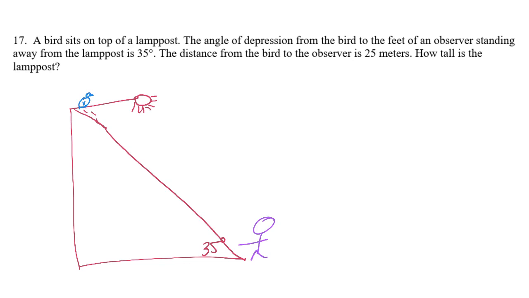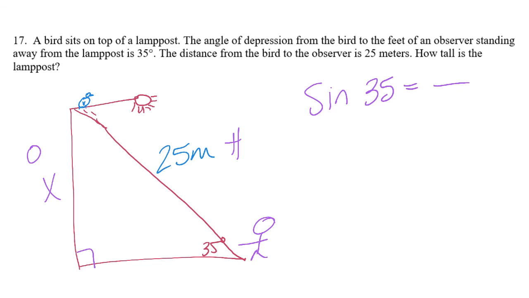The distance from the bird to the observer is 25 meters. Now, this one's a little tricky sometimes. From the bird to the person, that's going to be the diagonal line. So it's going to be this 25 meters. How tall is the lamppost? So it's asking us for this height X over here. So we have opposite, we have adjacent, so we're going to use sine. Sine of 35 equals opposite, which is X, over hypotenuse, which is 25. Did I say adjacent? I meant hypotenuse.